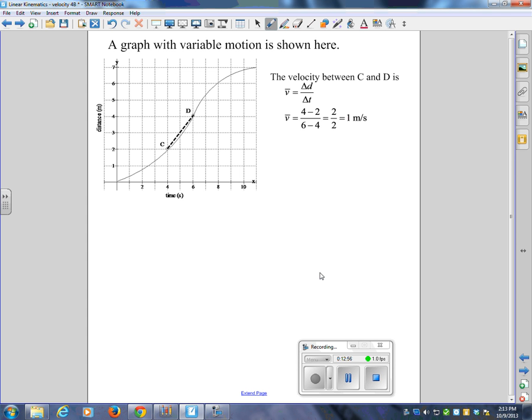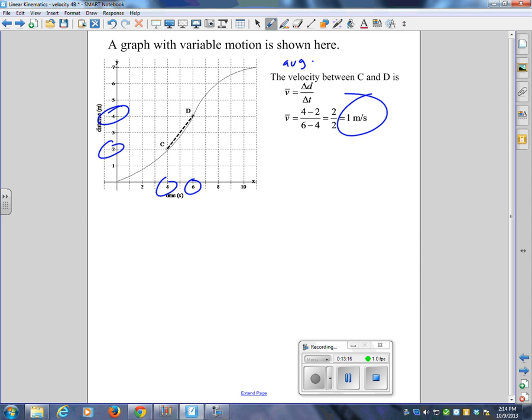And I can find the average velocity between C and D, and it's going to be 4 minus 2, all over 6 minus 4, and I get an average velocity between C and D of 1.